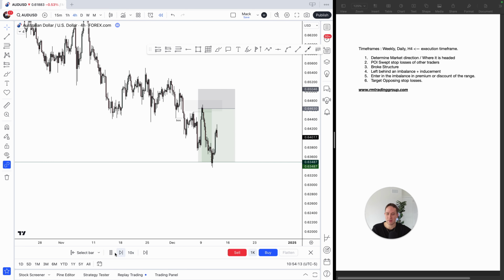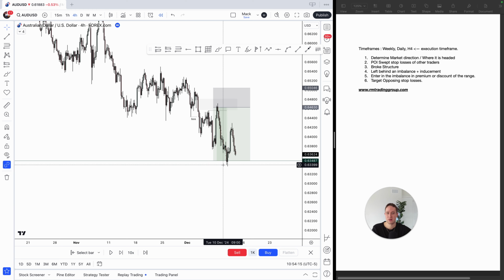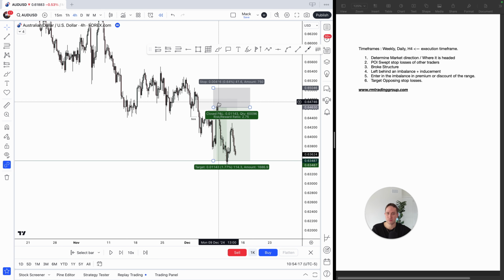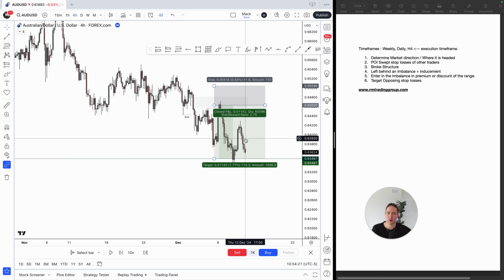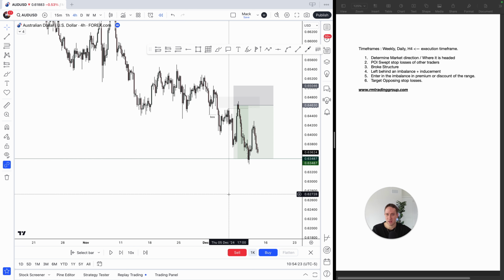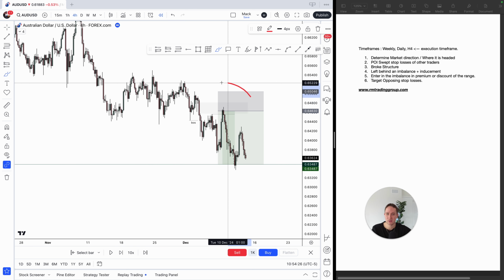The market absolutely dumps after we mitigate this region here. So this was a beautiful trade idea. Remember, weekly time frame down to the daily time frame. Pay attention to this right here.